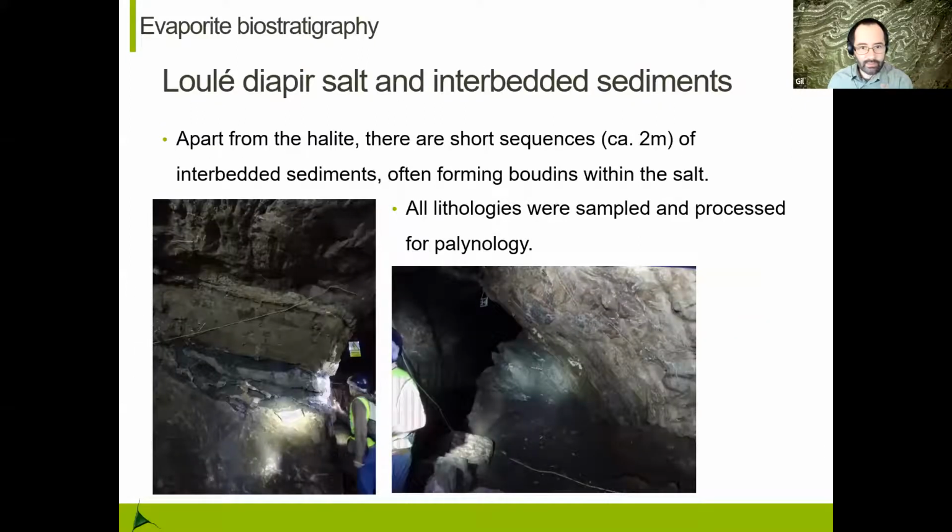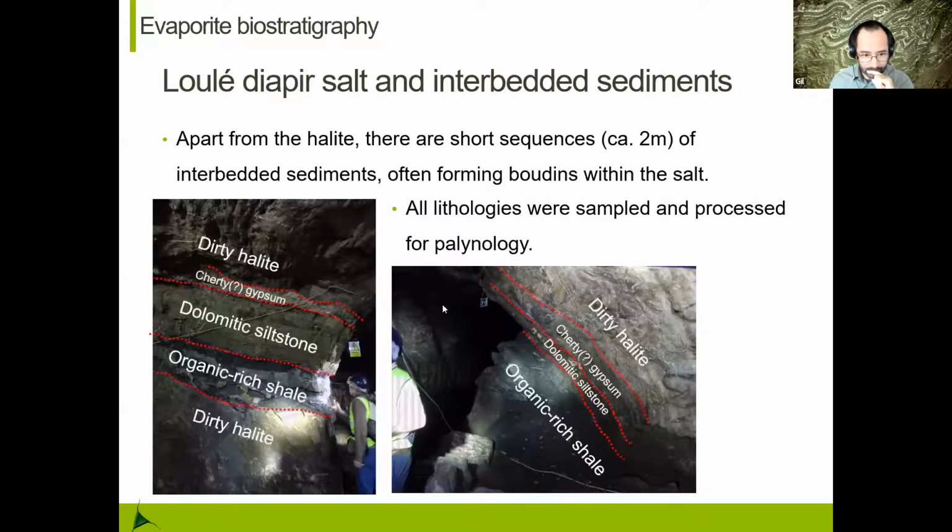So in addition to the halite, there are some short sequences of about 2 meters of interbedded sediments. So you have dirty halites below, and then you have this organic-rich shale, dolomitic siltstone, and then a gypsum, which is usually at least partially silicified, so it has this cherty appearance, and then you go into the dirty halites again. And this is observed in different thicknesses, but throughout the mine you find this sequence in several places, always with the same sequence. Sometimes it's overturned, but it's essentially the same sequence.